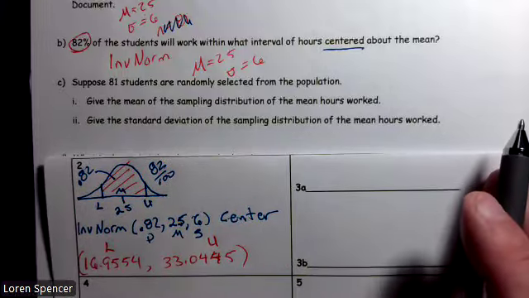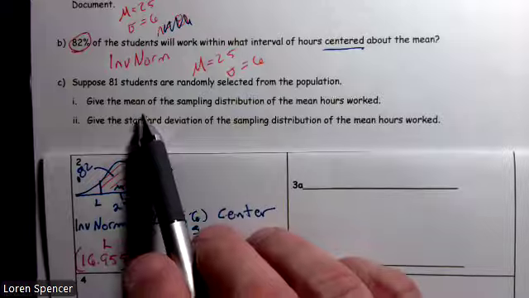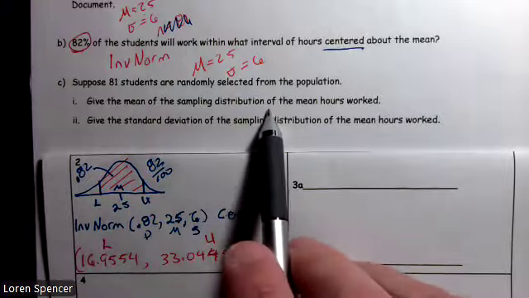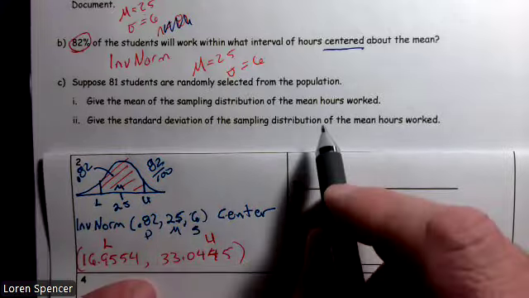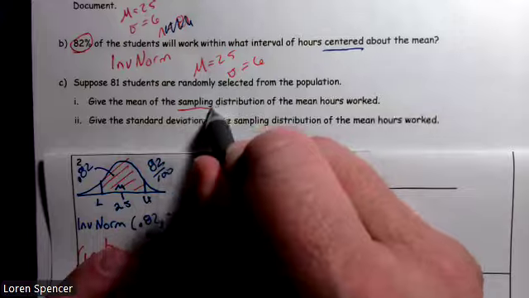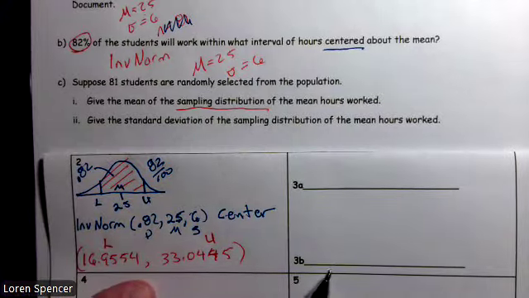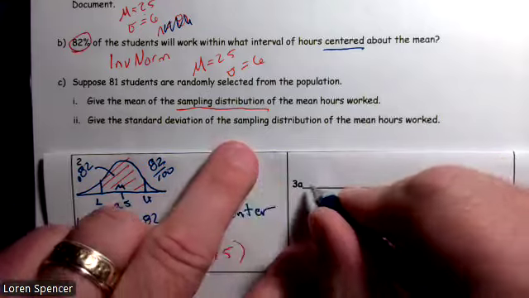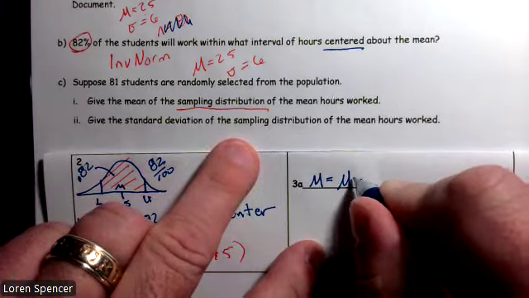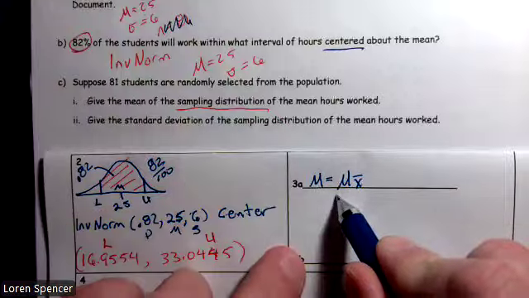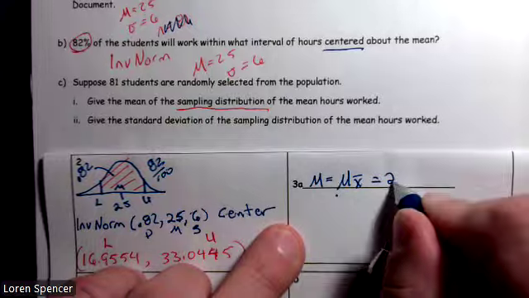Part C. I know this says 3, but this is going to be part C. Give the mean of the sampling distribution of the mean hours worked and give the standard deviation of the sampling distribution. All right. So here, this is tricky. They're asking for the mean of the sampling distribution. Well, the mean equals the mean of X bar, and we're looking for the mean of X bar. Well, the mean is the mean is the mean, so that part should be a give me. It's 25.